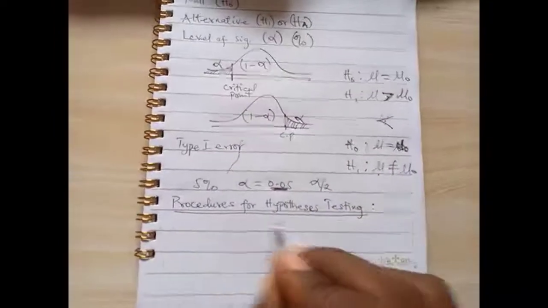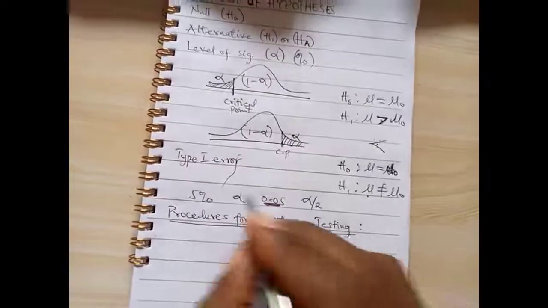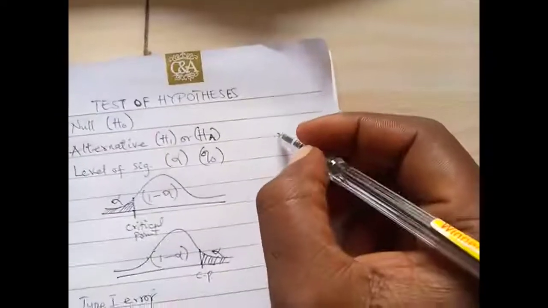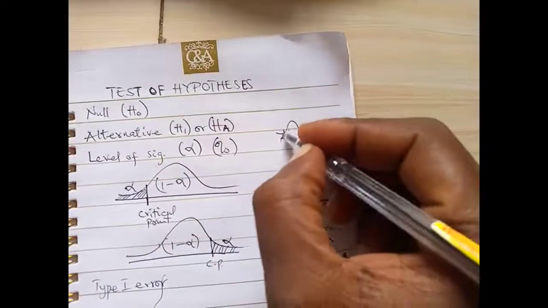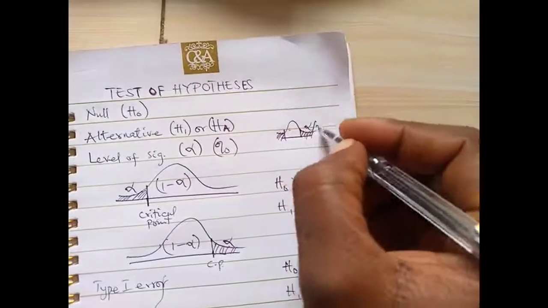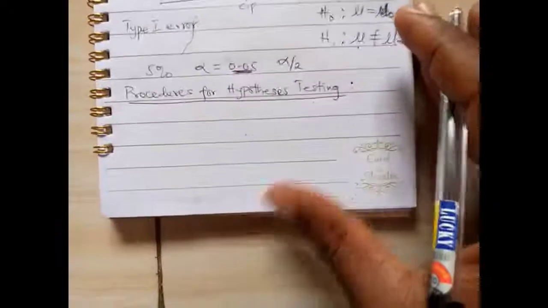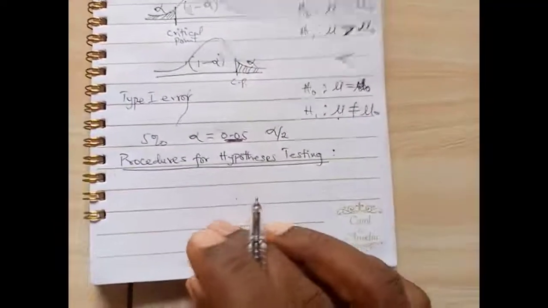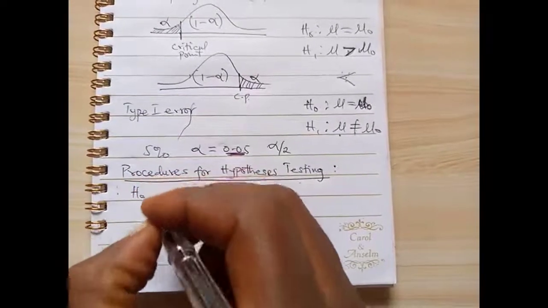Alright, so the next thing we look at is procedures. Before we get there, if it's a two-tailed test, we have something like this. So this place becomes alpha over 2, and this place becomes alpha over 2. So the next thing is procedures for hypothesis testing. The first thing is to state the hypotheses, that is the null and the alternative.